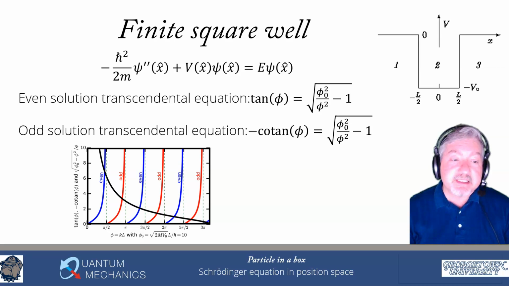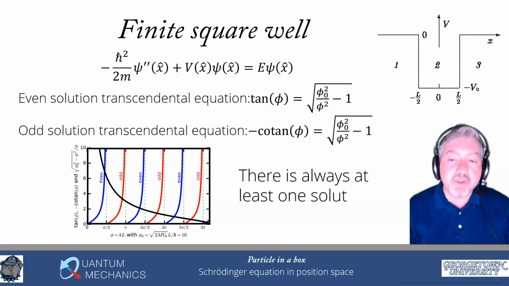Notice further that the tangent goes from 0 to infinity as phi goes from 0 to pi over 2, whereas the square root of phi 0 squared over phi squared minus 1 is infinity at phi equals 0, and it goes to 0 when phi is equal to phi 0. So I always will have a crossing of that curve, and I will always have at least one solution of this problem. So there's always at least one solution, and that solution is the ground state, and it's always an even function.